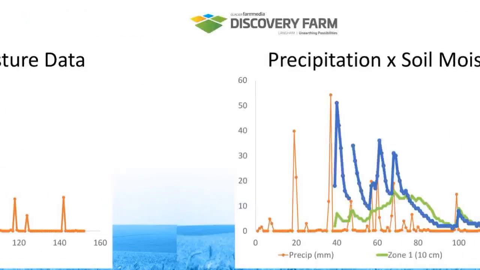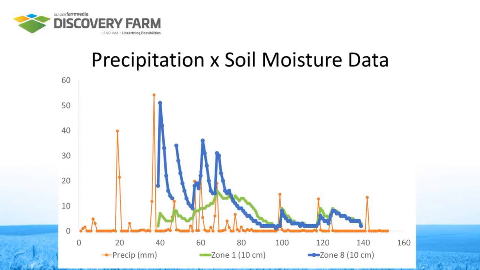The second layer is when you overlay that with the soil moisture data that was collected at sort of the two extremes in the field. So the zone 1 locations in green, remember these are what we would expect to be our dry areas in the field, and zone 8 in blue, is what we would expect to be the wet areas. And these measurements were from the 10 centimeter depth in both of the locations.